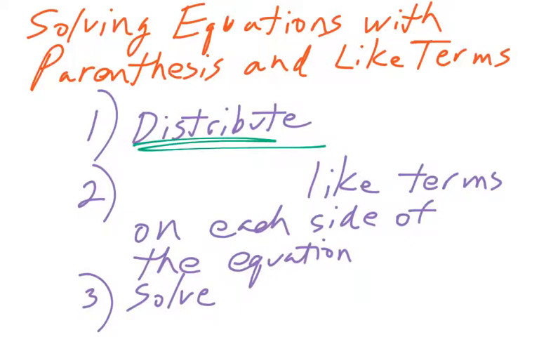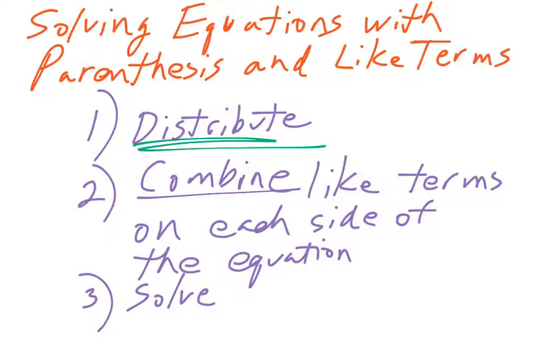So if you have parentheses in your problem, you would distribute the term on the outside to every term on the inside of the parentheses only. If there's any other remaining terms, you would then bring them down. And your second step is then to combine like terms on each side of the equation.